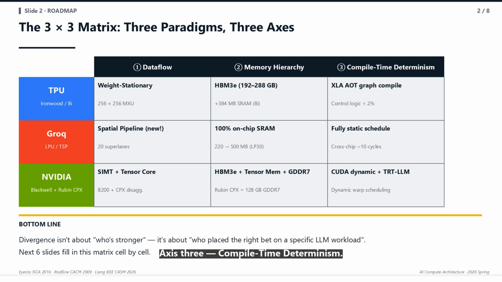Axis 3, compile-time determinism. And the bottom line is this. Divergence here isn't about who's stronger. It's about who placed the right bet on a specific LLM inference workload. I'll fill in this matrix cell by cell in the next 6 slides.